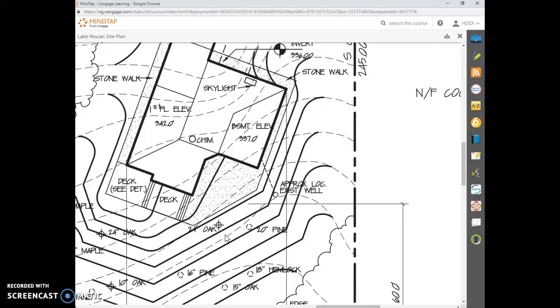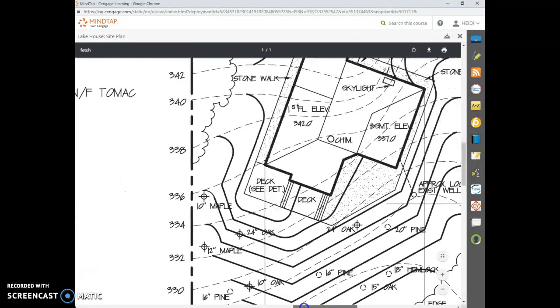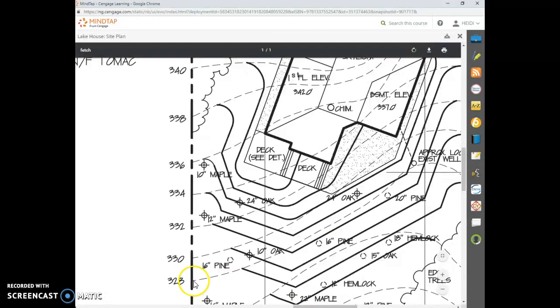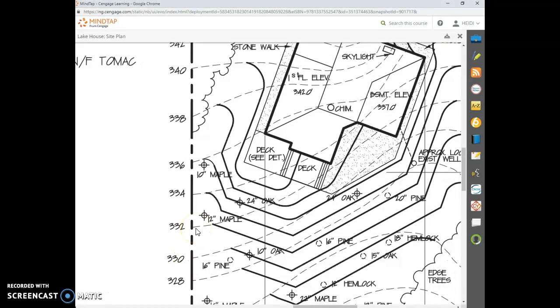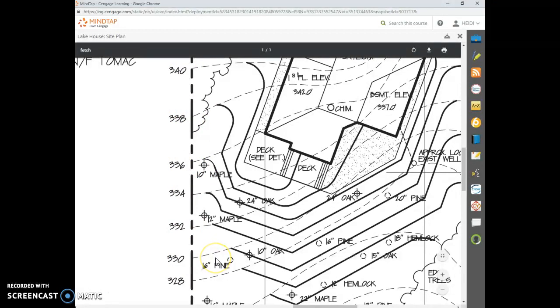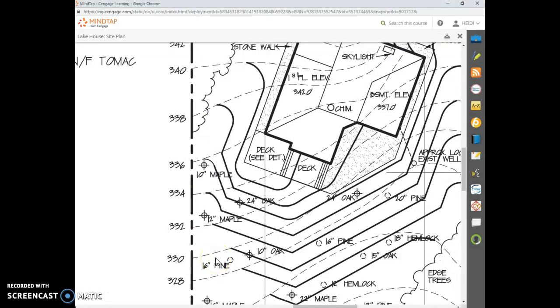Next we're going to multiply the contour interval by the fraction of the distance between the contour lines to the unknown point. So first you have to know what your contour interval is. To know that, you have to look over here. It's going from 328 to 330, and that's going from 330 to 332. So the contour interval is 2 feet. It's going up by 2 feet, right? 2, 4, 6, 8, 10. So our contour interval is 2 feet.